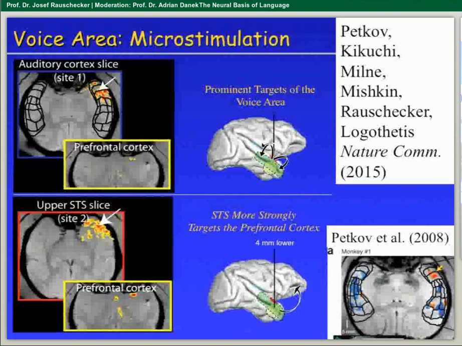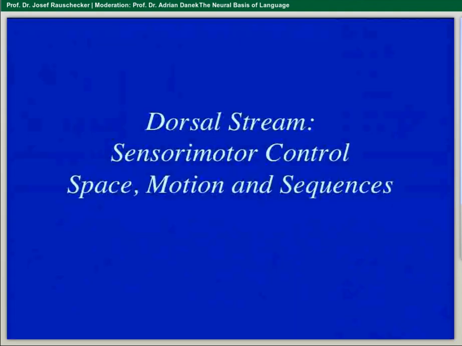A long story short, this is a sort of a complex study, and I'm only showing one slide here, but it again kind of makes the same point that there's information flow from primary auditory cortex to the anterior superior temporal and into prefrontal cortex, and that's pretty robust technology that we've used here. Now to the dorsal stream.